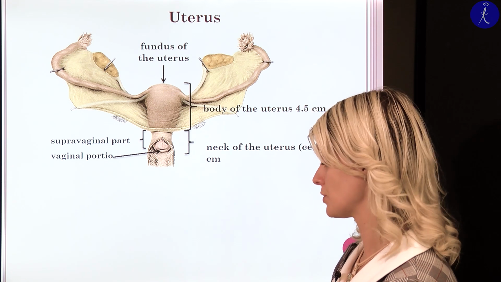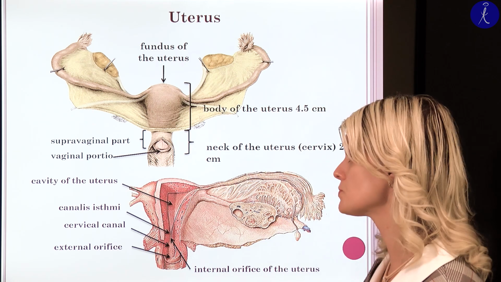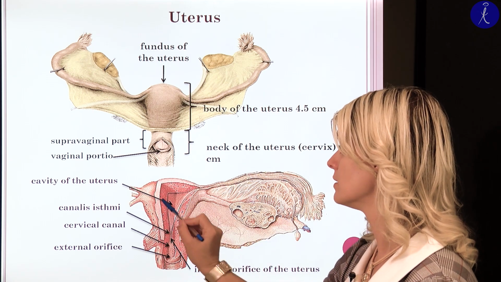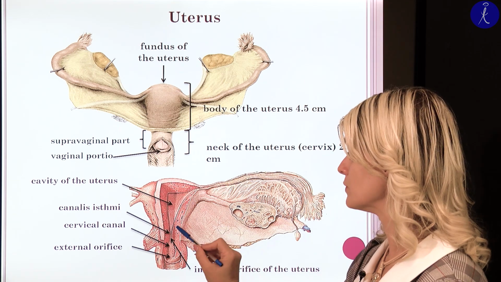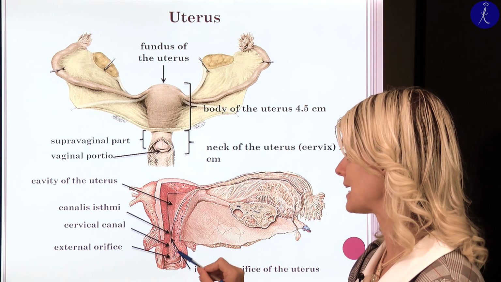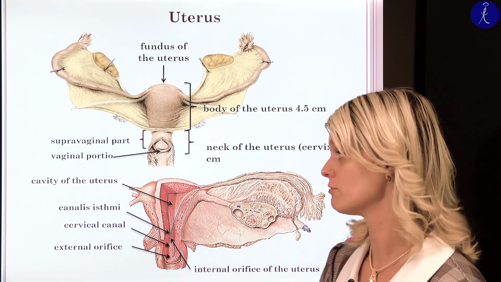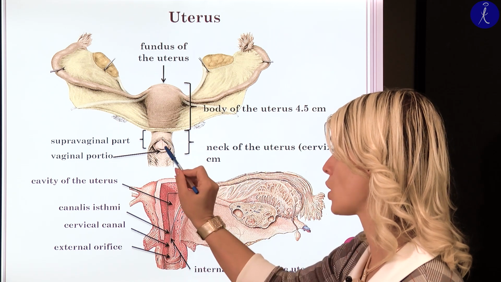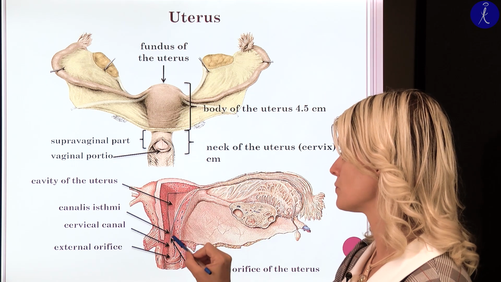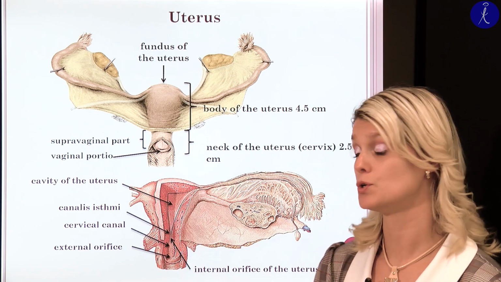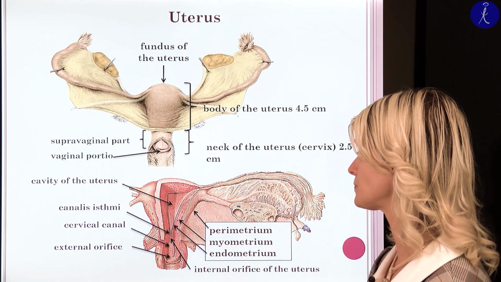The next picture shows you the cavity of the uterus. Here you can see the cavity, which has a triangular shape, which will continue to the cervical canal. And there you can see the external orifice of the uterus, on the top of the portio vaginalis. Between the cavity of the uterus and the cervical canal, you can see the internal orifice of the uterus.